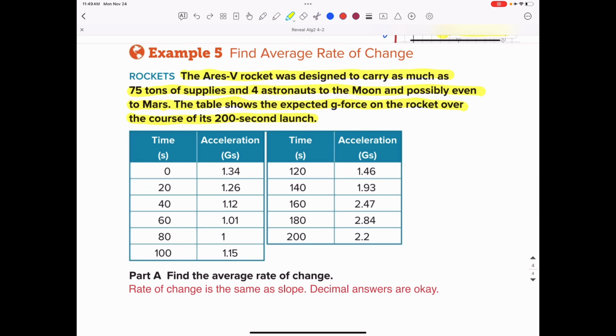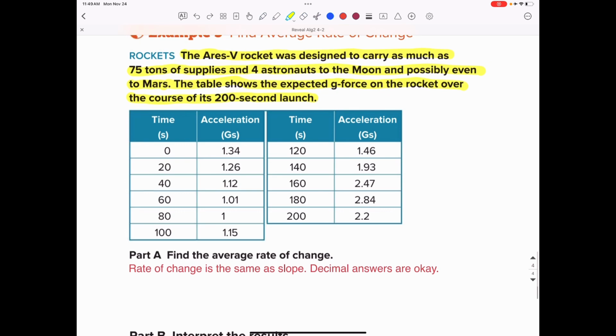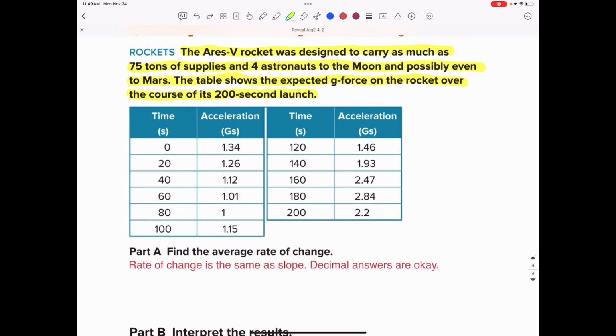Part A is to find the average rate of change. Recall from the last unit that rate of change is the same as slope, but when dealing with rate of change, we oftentimes will allow decimal answers. Those are considered to be okay, whereas if it was slope, I would prefer that you leave it as a fraction. Also, it doesn't specify which times we are going to find the average rate of change over.